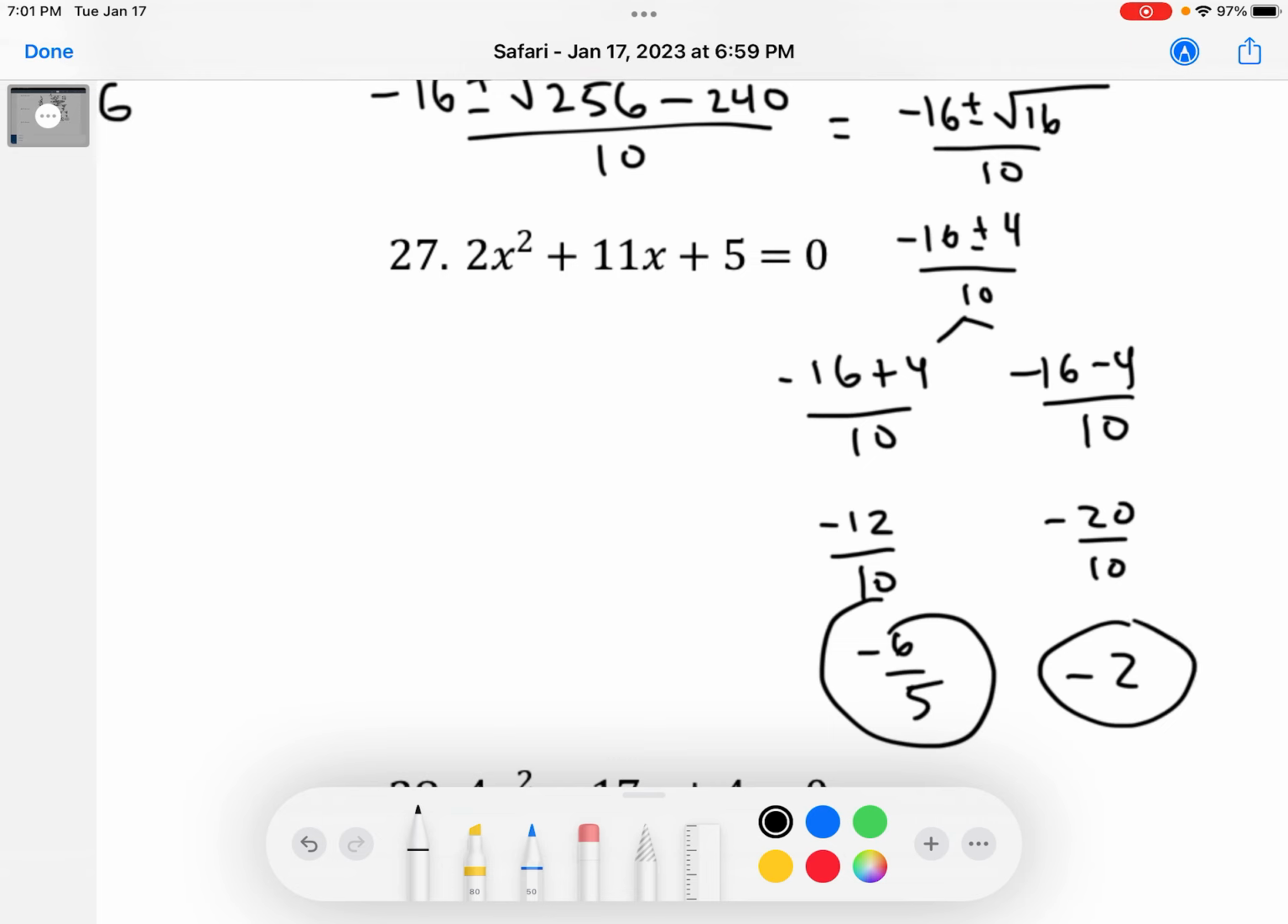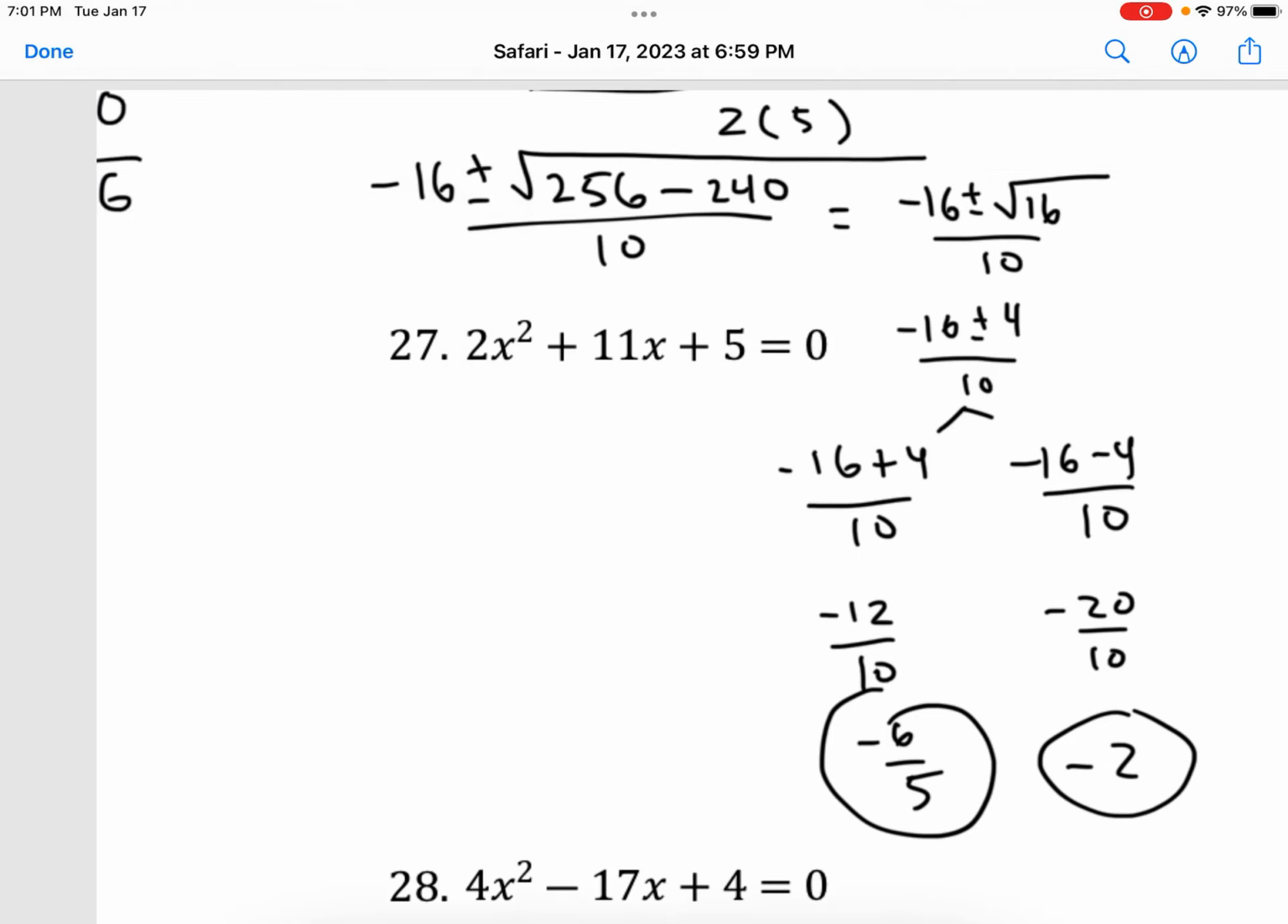Now, I hope that's right. There's a chance I made a mistake here. What I would do on these questions on the quiz is go back and check every single step. Just make sure you didn't make any silly mistakes. Okay, so let's go and mark up this next one.